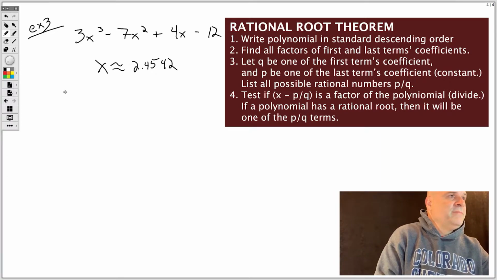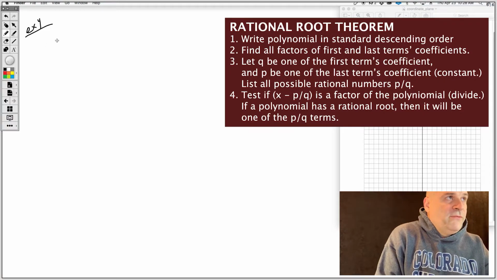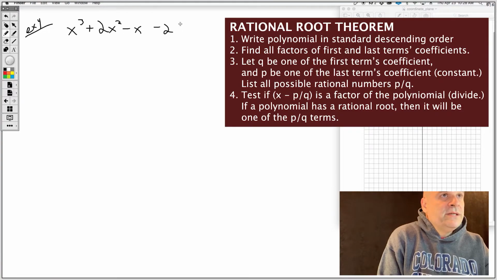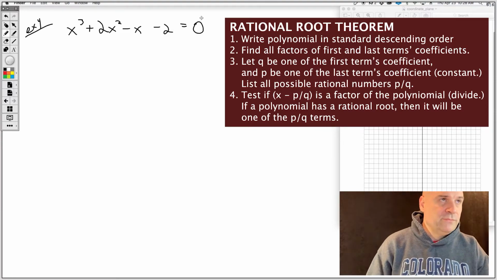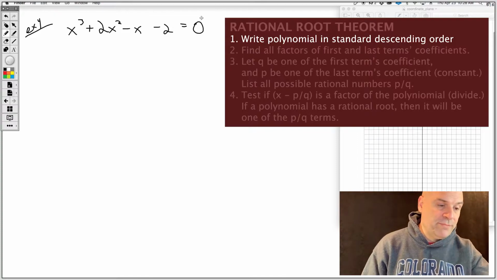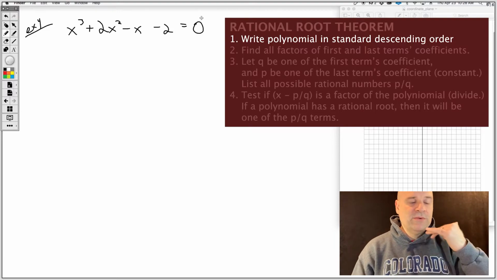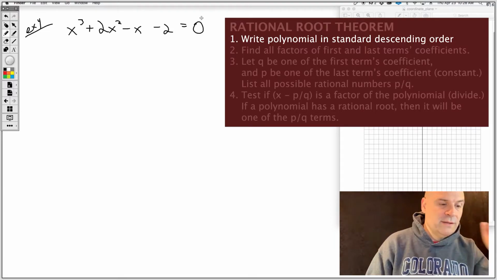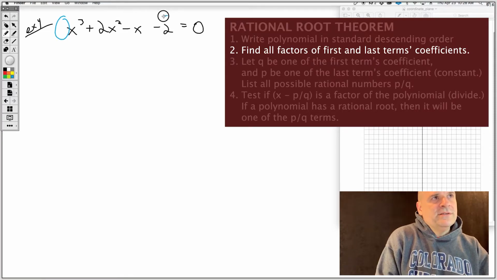All right, so here's example 4. I want to find the rational roots of this equation, x cubed plus 2x squared minus x minus 2 equals 0. Now I could graph it, but I'm going to use the rational root theorem. So the first step in the rational root theorem, write the polynomial in this form. So we did that. See how the highest degree is first, and it goes all the way down to the lowest degree. Step 2, we're going to find all the factors of this coefficient and this coefficient.